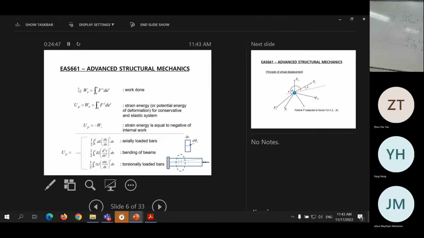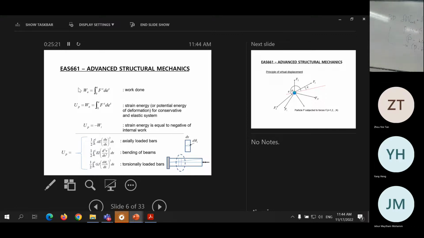And elastic means that if you pull the member, it elongates, and if you let go, it goes back to the original shape. So this is the first thing that I want you to understand. Work done in general is given by that expression, the area under the curve just now. And the work done for an elastic and conservative system is equal to strain energy. We use the symbol capital U with subscript P for strain energy in our lectures.